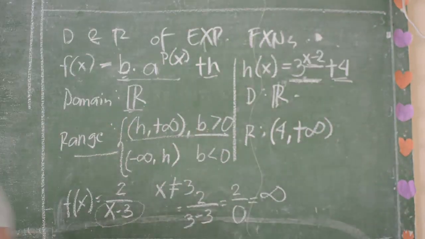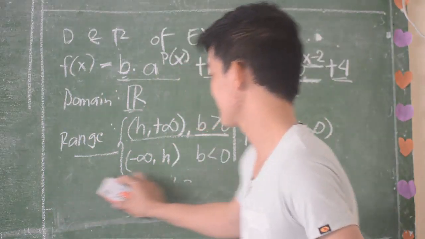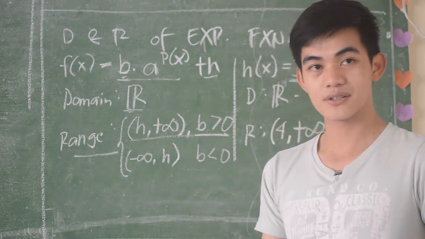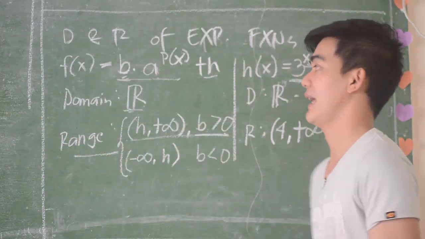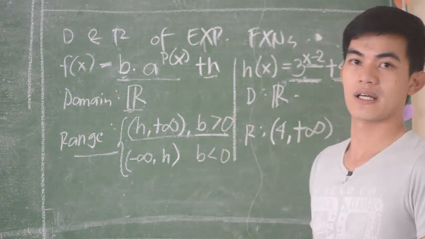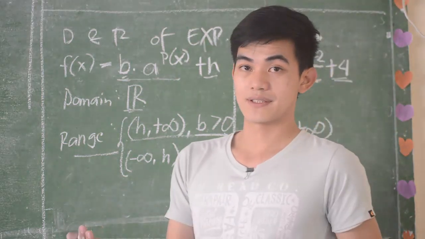Ngayon, sa ating example, yung domain natin ay simply R. Ibig sabihin ng class, walang restrictions ng x, walang exceptions, or walang bawal. Lahat sila pwedeng maging value ng x. So, pwedeng negative, pwedeng positive, pwedeng 0, pwedeng kahit anong fraction dyan, no? Of course, real numbers, except naman.